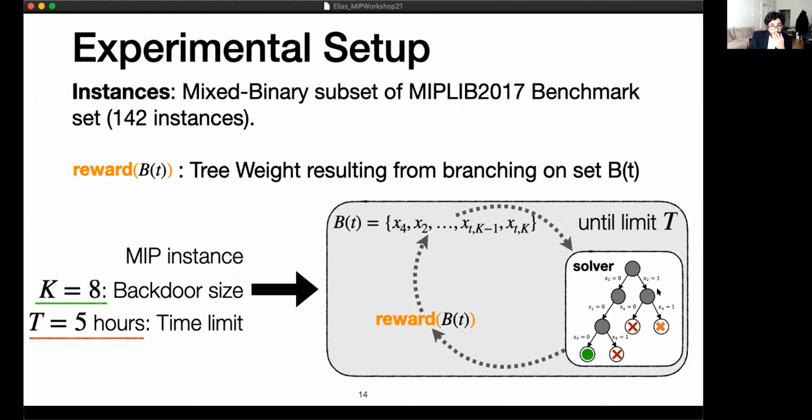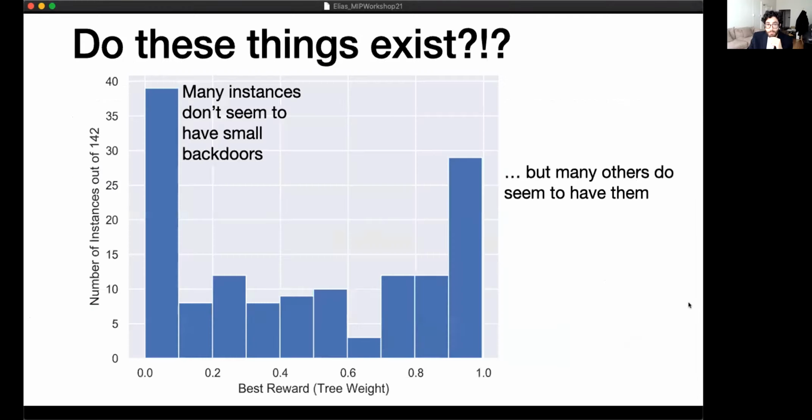And so we've evaluated this on a subset of MIPLIB 2017, the benchmark set. We looked at the mixed binary subset. We've looked at backdoors of size 8, and we've run this procedure and another random sampling procedure for 5 hours and tried to see, do we find things that are very close to being a real backdoor that solve the instance to near global optimality? So do these things even exist?